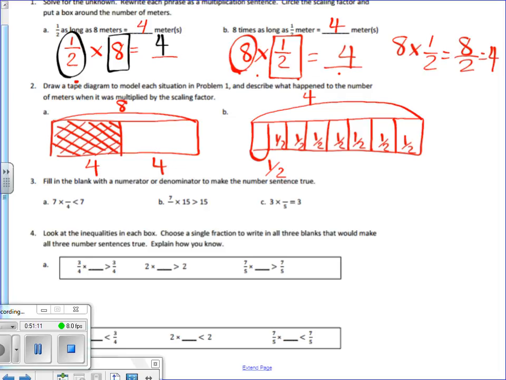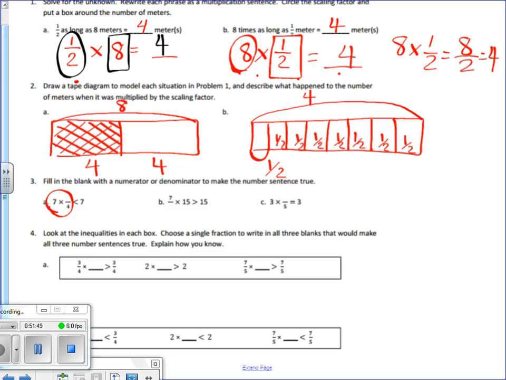It has to make it work though. So let's look at A. 7 times something fourths. To make it, it doesn't say equals 7. To make it, now that's not greater. This product would need to be less than 7. So what would our numerator have to be? 3. It can be 3, it can be 2, it can be 1.